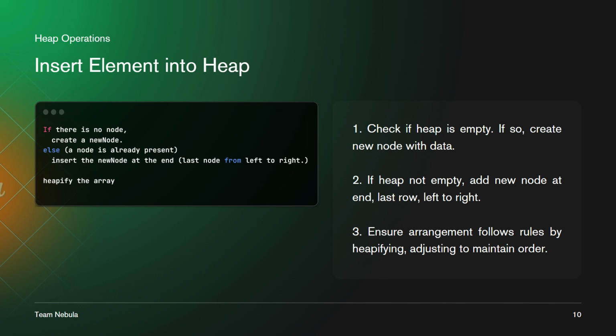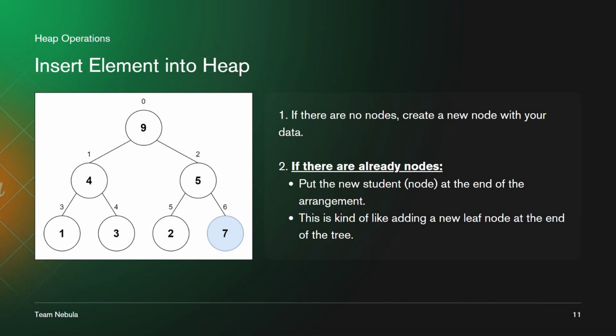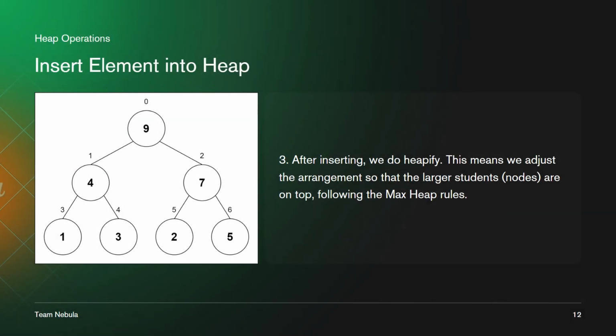After adding the student, we need to make sure the arrangement follows the rules. So this is where heapify comes into play. It's like adjusting the seating arrangement to maintain the order. If there are no nodes, create a new node with your data. If there are already nodes, put the new student at the end of the arrangement. This is kind of like adding a new leaf node at the end of the tree. So after inserting, we do heapify. This means we adjust the arrangement so that the larger students are on top, following the max heap rules.